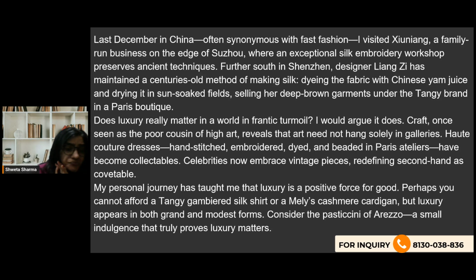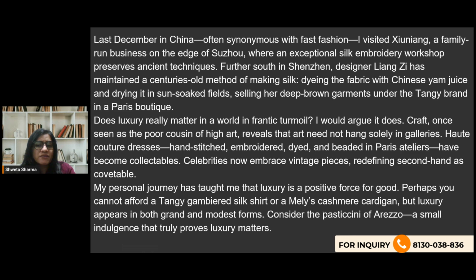My personal journey has taught me that luxury is a positive force for good. Perhaps you cannot afford a Tanguy hand dyed silk shirt or a Melis cashmere cardigan, but luxury appears in both grand and modest forms. Consider the pasticini of Arizona, a small indulgence that truly proves luxury is something that matters.